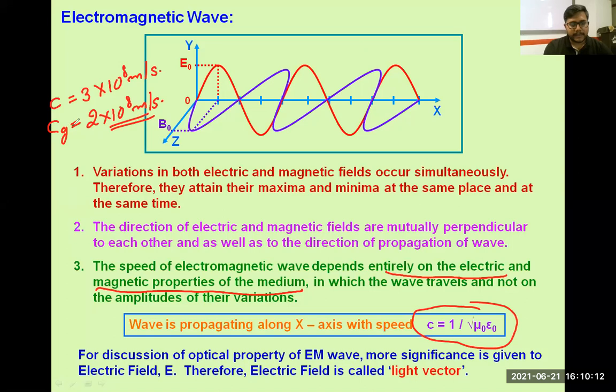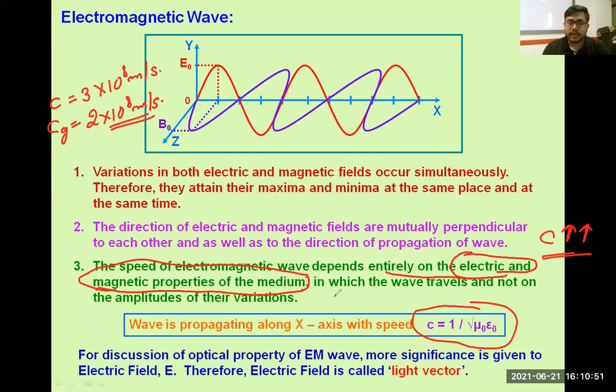So the speed of light in glass is 2 into 10 to the power 8 meters per second. It means when we change the medium, light gets affected, its speed is affected. So on which property does the speed of light depend? That is written here. It depends entirely on the electric and magnetic properties of the medium. It means if you provide a medium in such a way that its electric and magnetic properties are highly effective, then the speed of light is also very high.